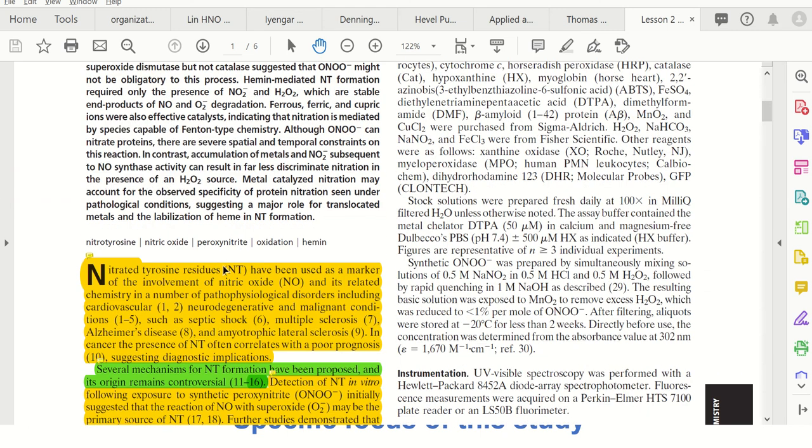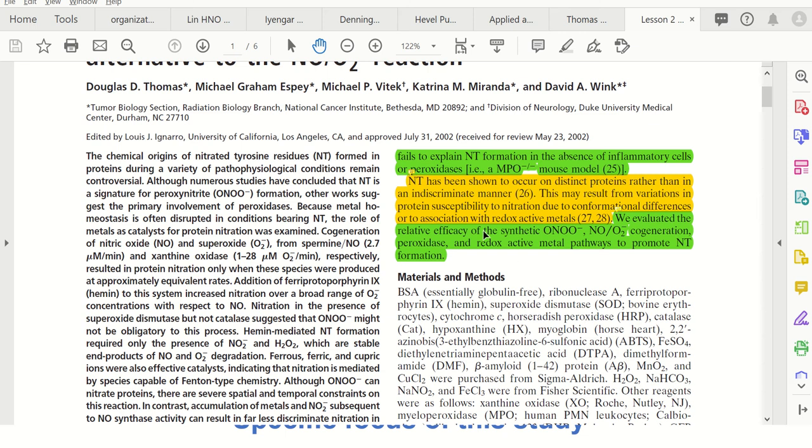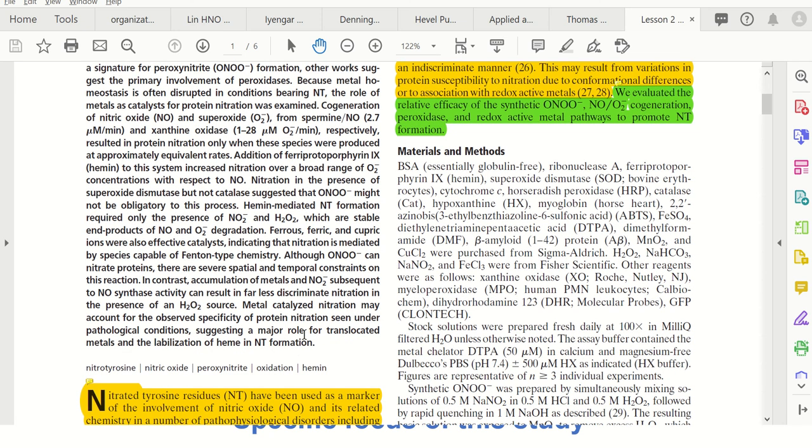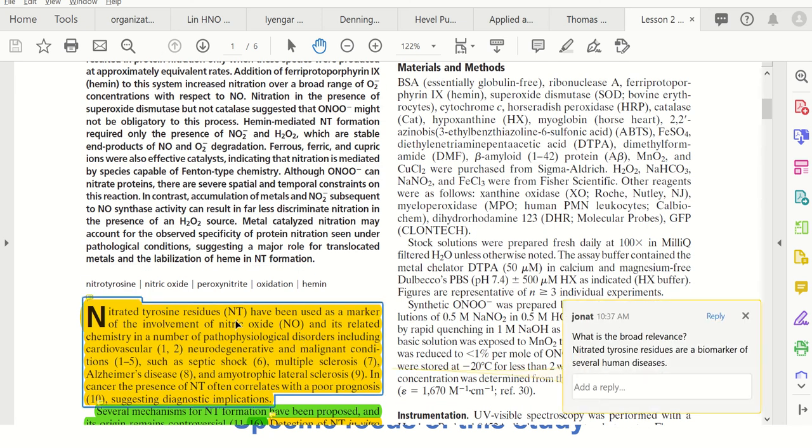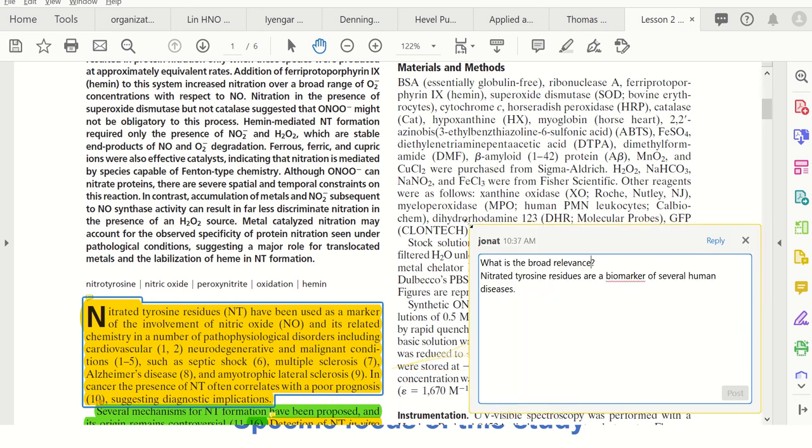So here's the top of the introduction. This is where we expect to see the broad relevance. And then here's the bottom of the introduction, just above the materials and methods, where we expect to see a statement of the research question or the hypothesis. So looking at the first paragraph, again, we expect to see the broad relevance. So what is the broad relevance here?